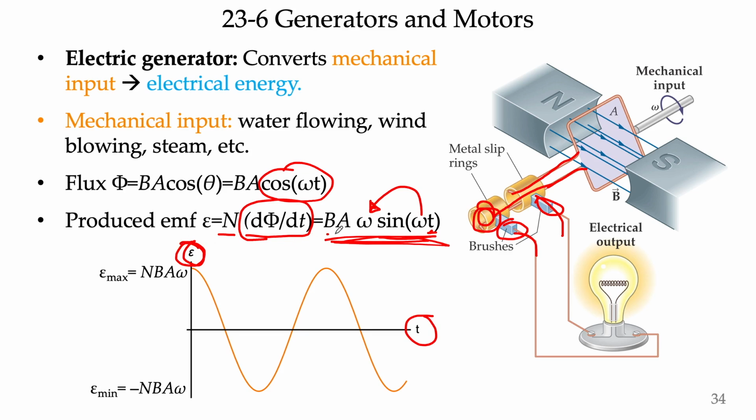Now, if you look at it here, what is the maximum that you can get from this formula? Well, the maximum value for sine is 1. So the maximum I can get from here is B times A times omega times N. We actually have N here, I forgot it. Okay, so N B A omega. And the minimum from sine that you can get is actually -1. So it could be negative N B A omega.